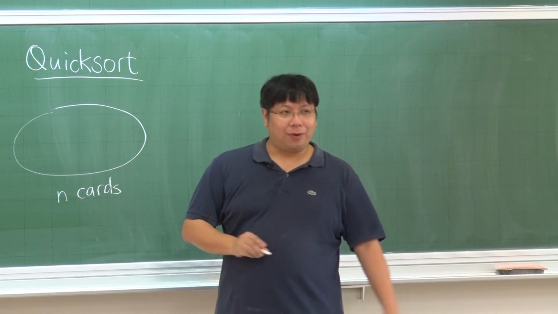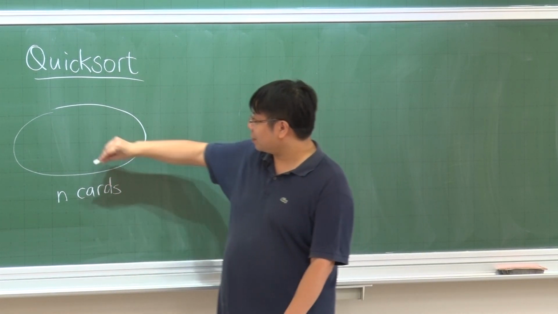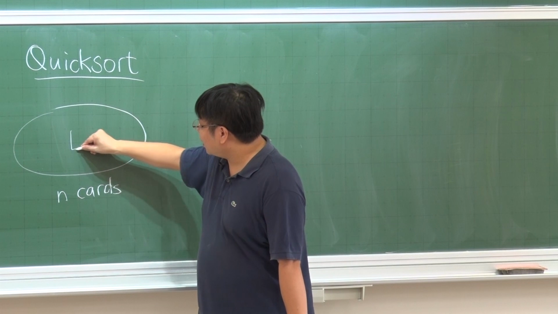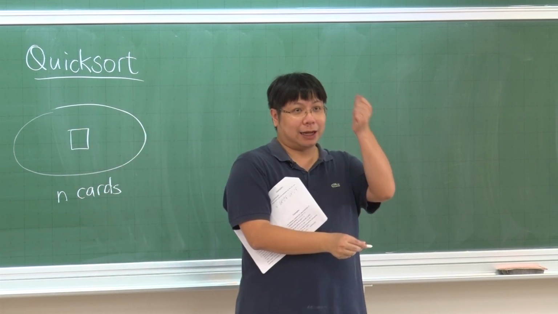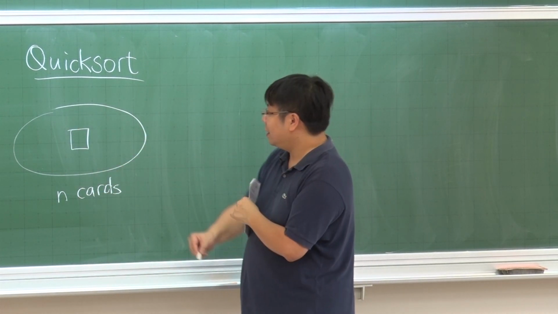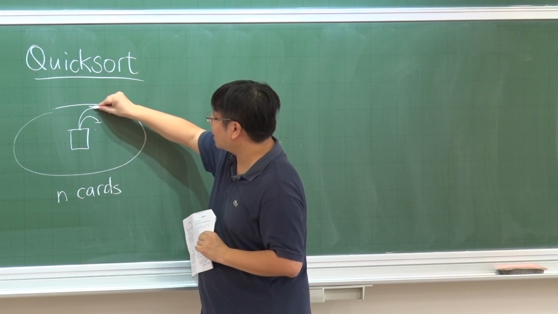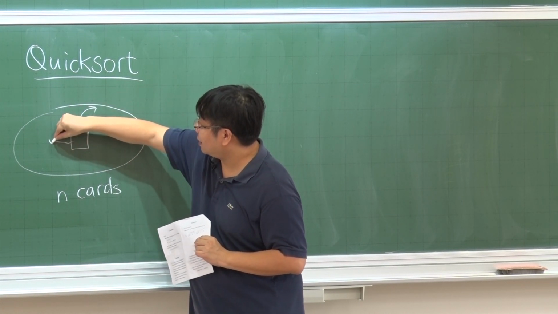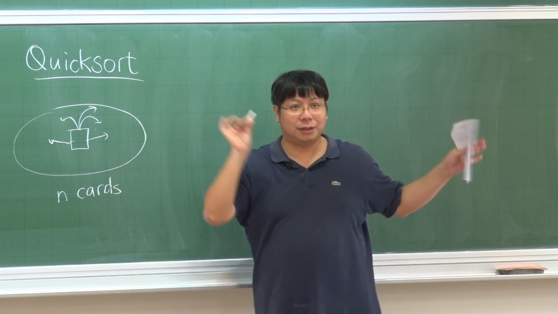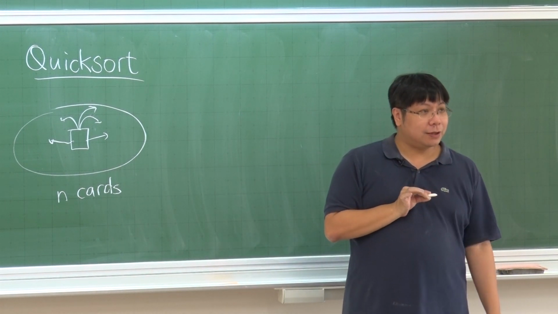So it does something more, okay, or similar. So there are n cards. You pick out one card. You pick any one card, and use this card to compare with every other card in this group. You compare with everyone.